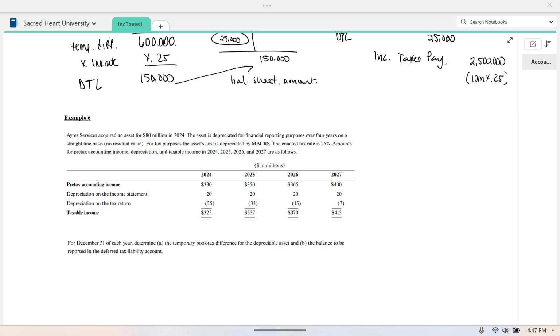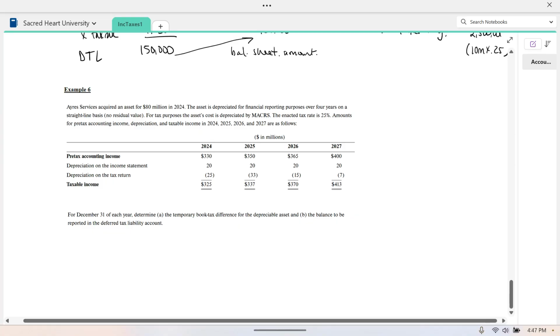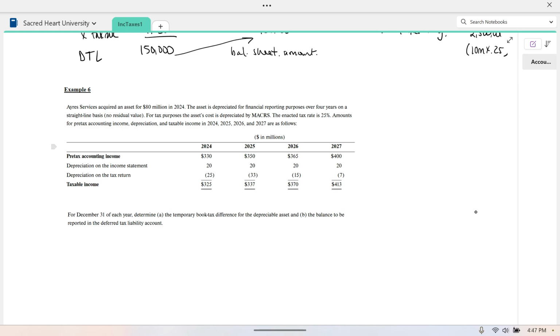And one more example on deferred tax liabilities. Ayers Services acquired an asset for $80 million in 2024. It's depreciated for financial reporting purposes over 4 years, so $20 million per year. For tax purposes, the asset's cost is being depreciated on an accelerated basis, and we see exactly what the depreciation is on the tax return. We have 25 in the first year, 33 in the second, 15 and 7. So we're given this schedule here, we're reconciling pre-tax accounting income, showing what depreciation was in the income statement, what it is on the tax return, and getting to our taxable income.